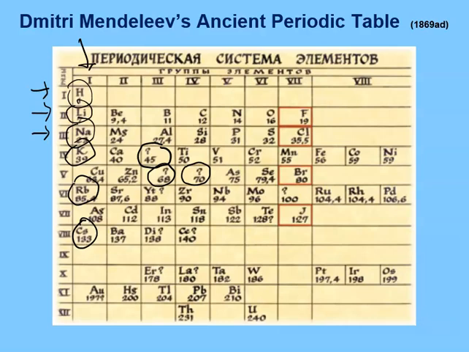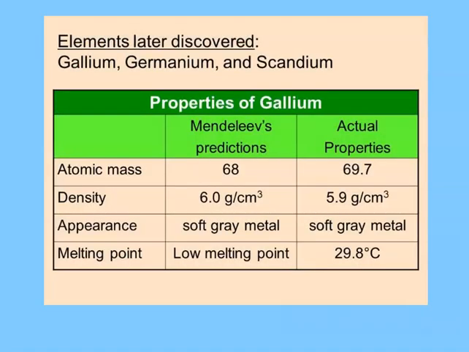When he predicted the properties, he said, for example, underneath aluminum, there would be this element. And he said it's going to have an atomic mass of approximately 68. In fact, he said, underneath aluminum, there's going to be a substance that has atomic mass of 68. It has a density of 6.0 grams per cubic centimeter. It's going to be a soft gray metal and have a low melting point. The other scientists did not believe him.